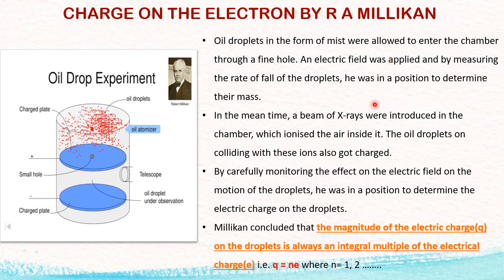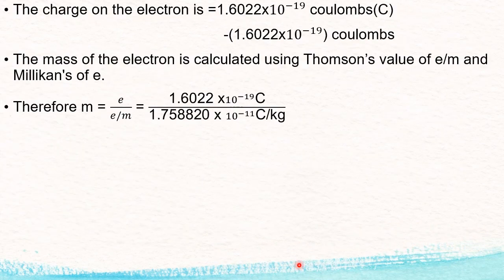Millikan concluded that the magnitude of the electric charge q on the droplets is always an integral multiple of the electrical charge e. Therefore, he made q equal to ne, where n equals 1, 2, 3. Depending upon how many electrons sat on the oil droplet, it was given the reading. So, in this way, he took the value for the charge, which comes out to be 1.6022 times 10 to the power minus 19 coulombs, and this negative sign indicates negative charge. So it is taken as minus 1.6022 times 10 to the power minus 19 coulombs.